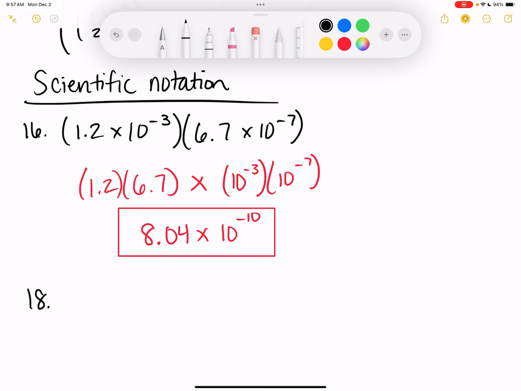Number 18: 7.2 times 10 to the 9 times 9.4 times 10 to the 8. Now, I often don't write this middle step here. I will just write the times 10 to whatever, and then I'll just multiply the numbers. All right, 10 to the 9 times 10 to the 8 would be 10 to the 17. Somebody multiply 7.2 times 9.4.